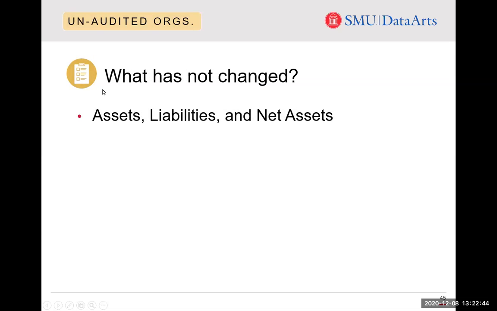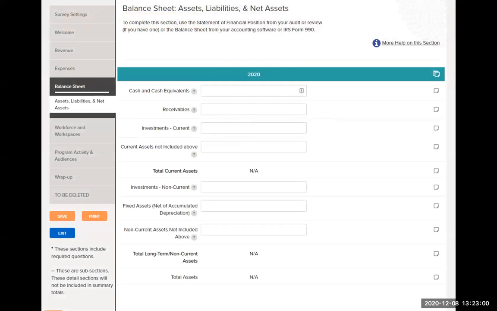Next, let's look at unaudited organizations whose expenses are over 50K. The basic structure of the balance sheet remains the same. You'll enter your assets and liabilities, and your net assets will be calculated at the bottom. You will also still enter your balance sheet in a single column format. Here is the new balance sheet for unaudited organizations.